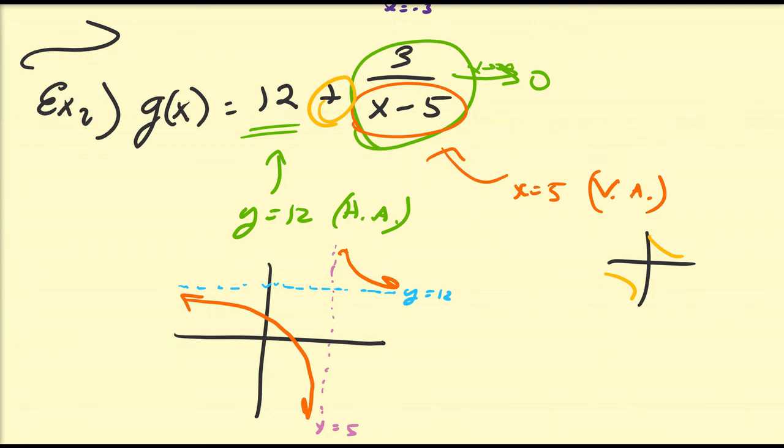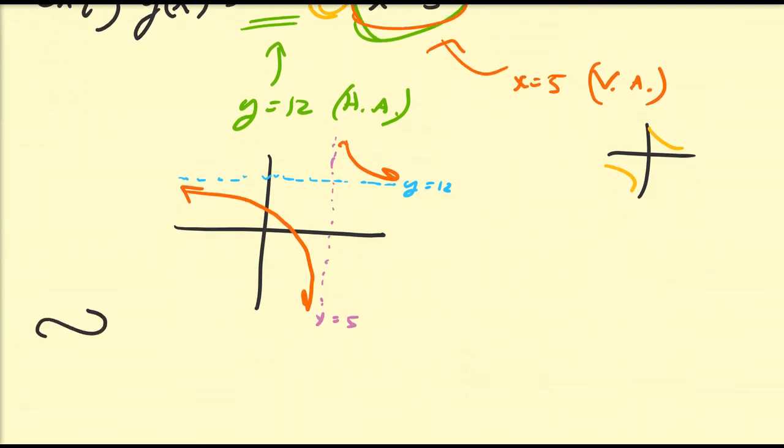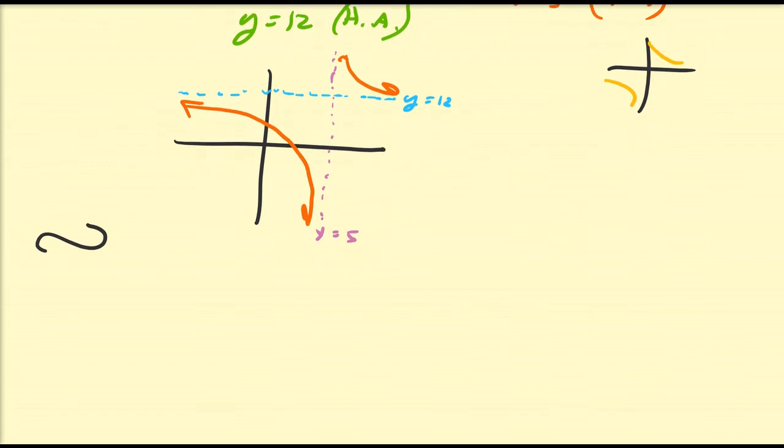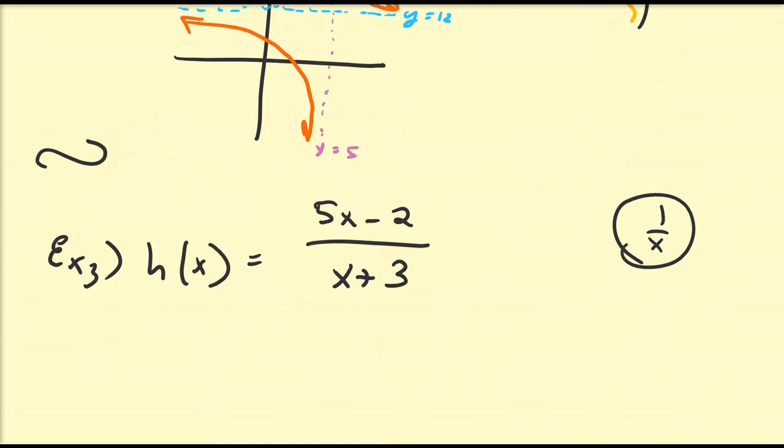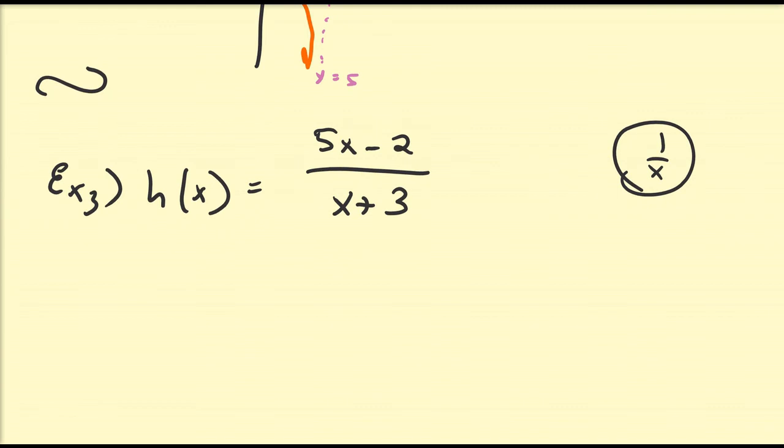All right, so I've been making these examples a little bit easier. In particular, I'm making the numerator a constant function. That does not need to be the case. For example, you can have 5x minus 2 over x plus 3. So this is not, at least immediately, a basic transformation of 1 over x. So we have to perform a little algebra to get an idea of what is going on here. And the easiest way to do that is via long division.